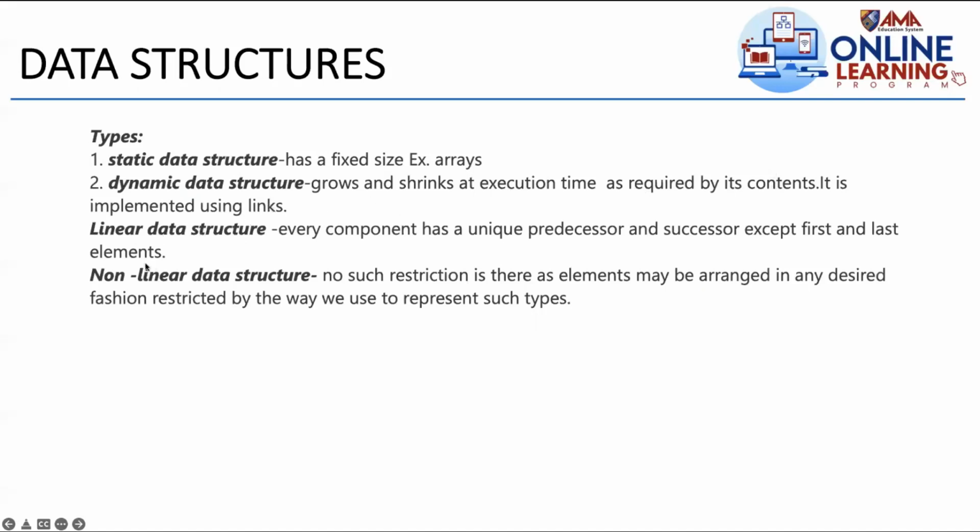So now we also have the linear data structure, where every component has a unique predecessor and successor except the first and last elements. And the nonlinear data structure, where there is no such restriction, as elements may be arranged in any desired fashion, restricted by the way we use to represent such types. Okay, so hopefully in the following lessons we can connect this. Otherwise, you learn more of this in other courses, I suppose.